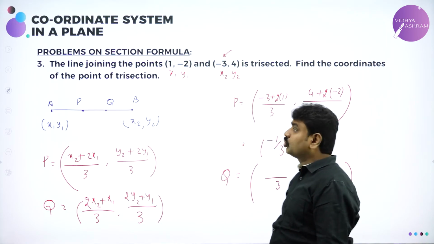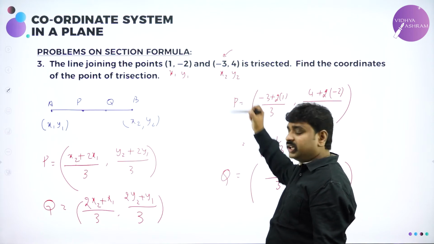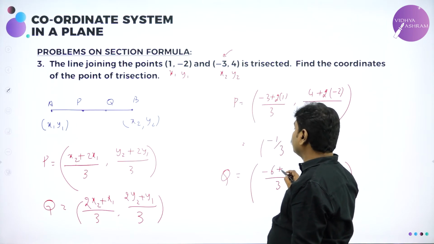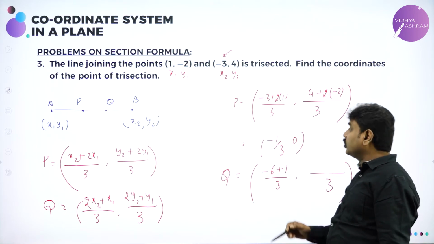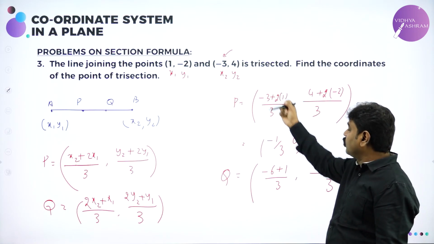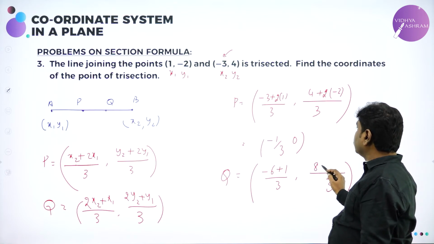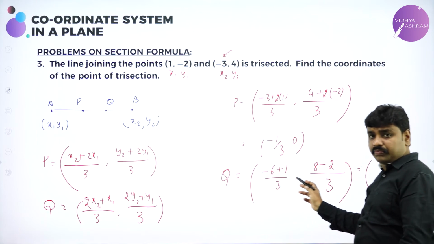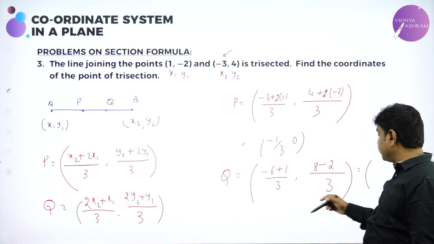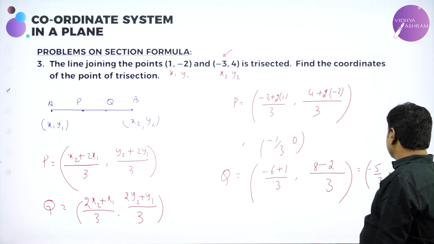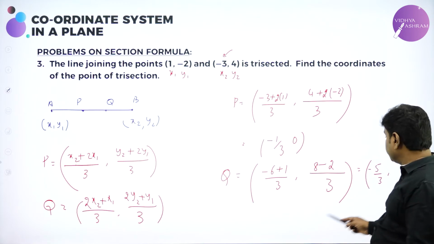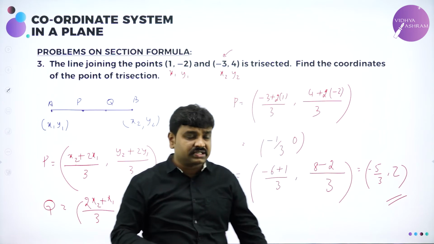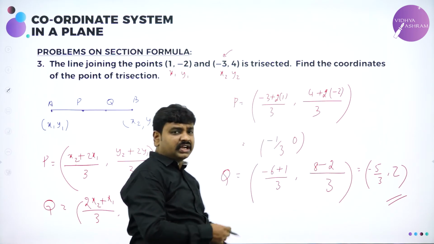2 into x2 means what? 2 into minus 3, which is minus 6, plus x1, where x1 is 1, and 2 into y2. What is y2? 4. 2 4s are 8 plus minus 2. So minus 6 plus 1 is minus 5, by 3. 8 minus 2 is 6, 6 by 3 is 2. So you got the same answers for P and Q, but directly you can use the formula.